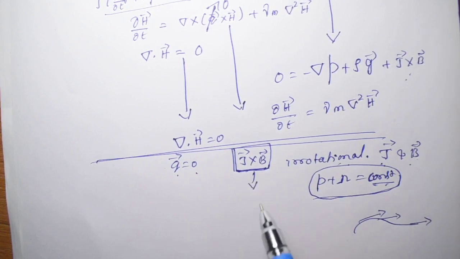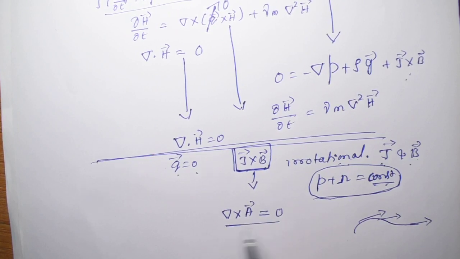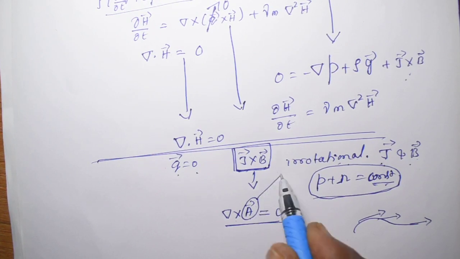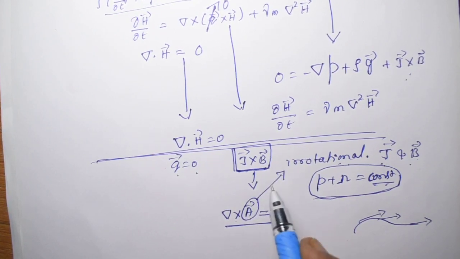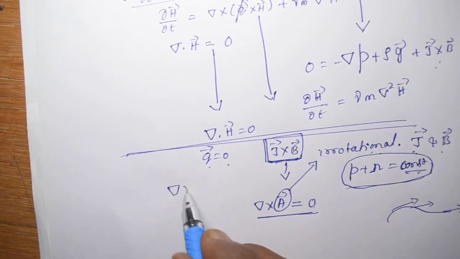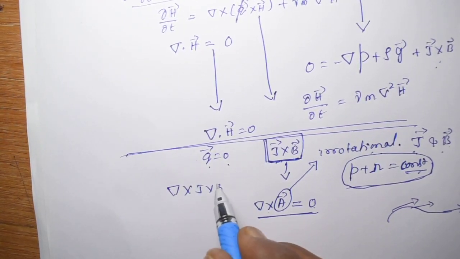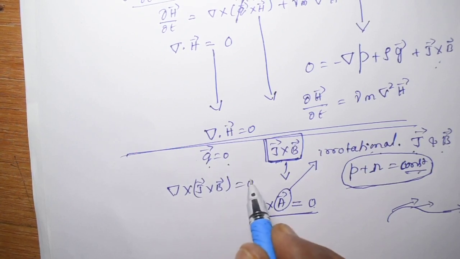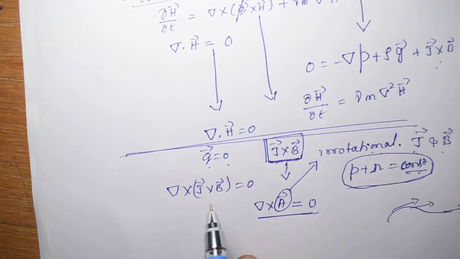Then to prove irrotational, what do you have to prove? In fluid mechanics, you already studied that. Any vector A is irrotational if the curl of that vector is equal to 0. That's why, to prove J cross B is irrotational, it is sufficient to show that the curl of J cross B must be equal to 0.